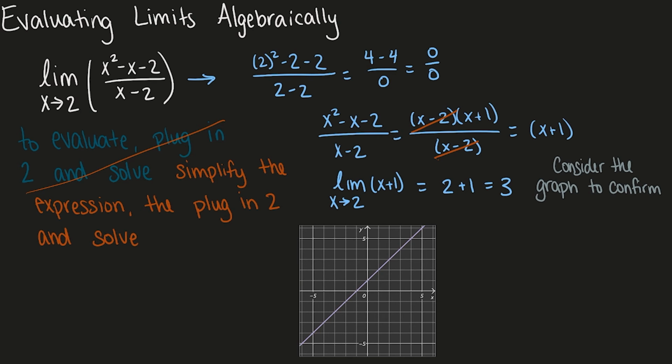Now let's consider this graph to confirm. So now we are looking at the function as x approaches 2, or 2 is right here. So as we approach 2 from the left, we are approaching the value 3. And as we approach 2 from the right, we're also approaching the value 3, which means our limit is correct.